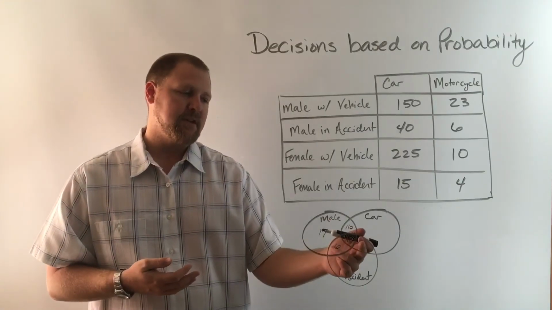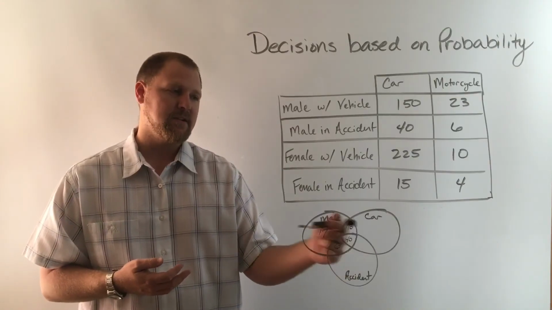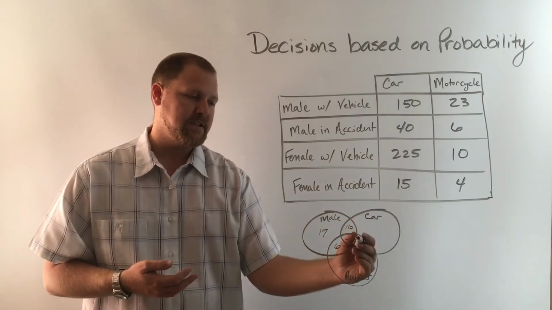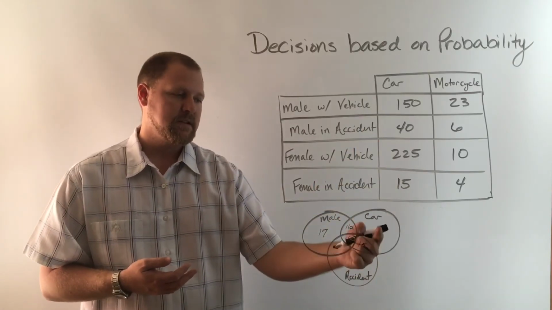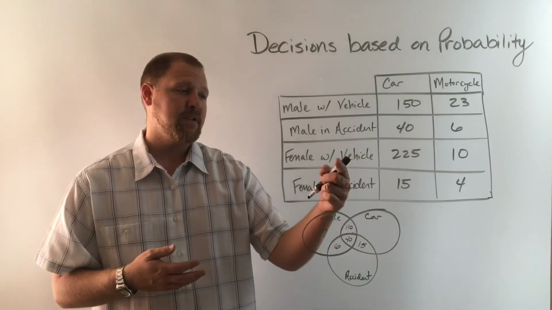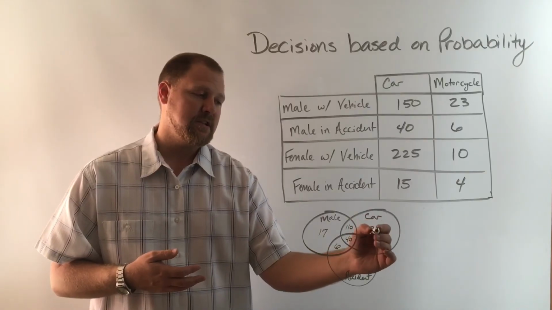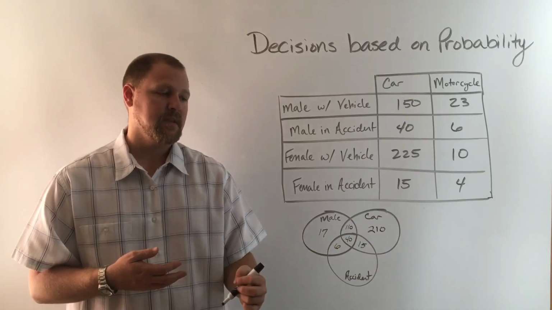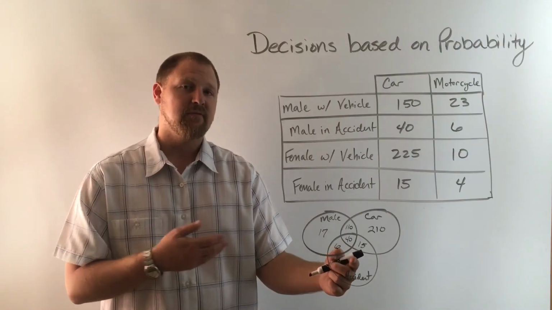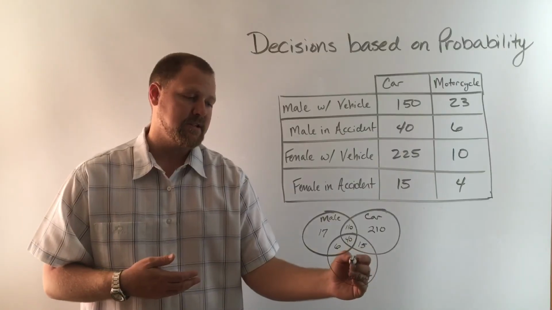So here we want to look at females with a car that have been in an accident. That's this section right here. Females with a car that have been in an accident is 15. This section is females with a car not in an accident. Well, females with a car not in an accident, subtract these two and you get 210. This right here is females with a motorcycle that have been in an accident. Females with a motorcycle that have been in an accident is 4.